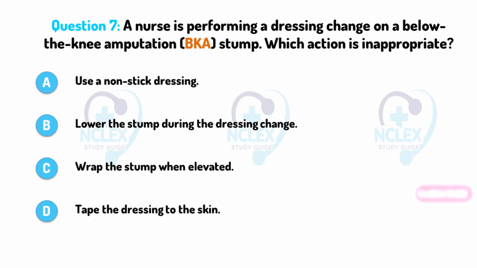Correct answer. B. Lower the stump during the dressing change. Explanation. The stump should remain elevated during dressing changes to prevent edema and promote healing. Lowering it can cause blood pooling and swelling.